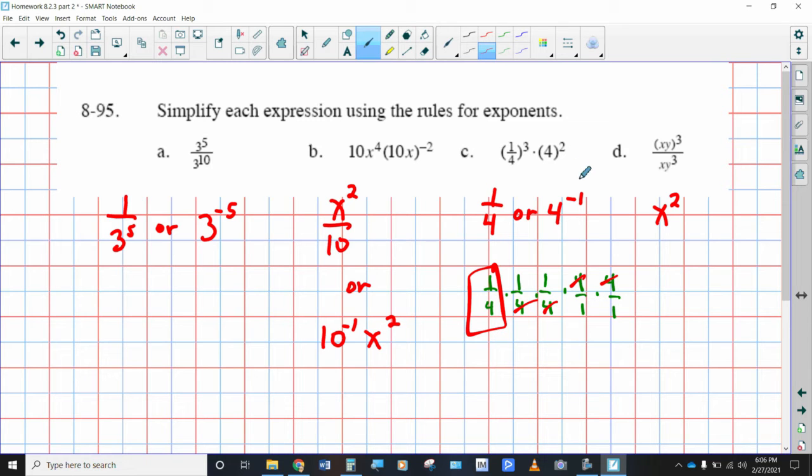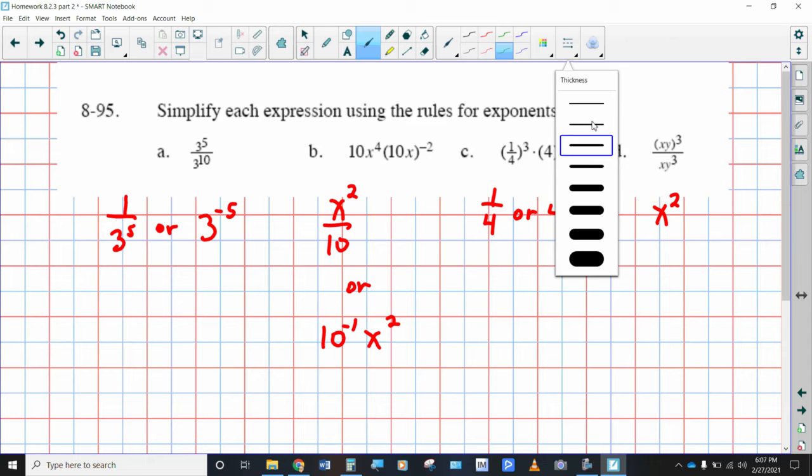Or if you had done the work a slightly different way, you might have seen that as 4 to the negative 1st power. But I would expect most of you would get 1/4 as your answer. And then our last example.